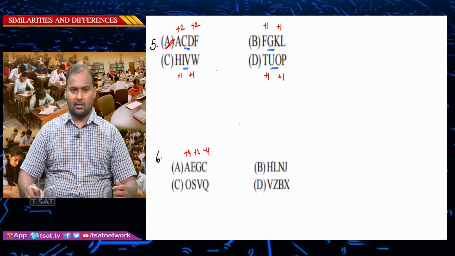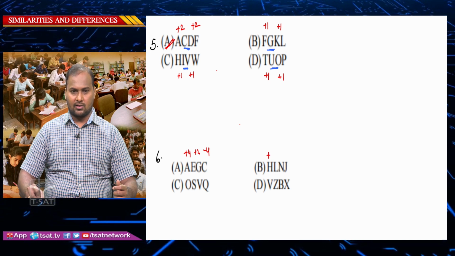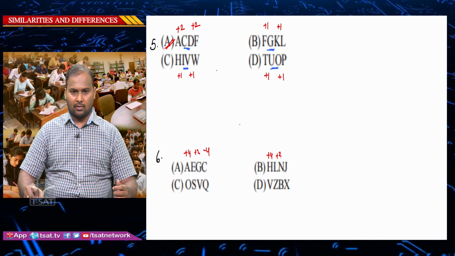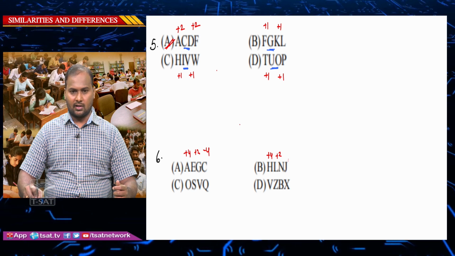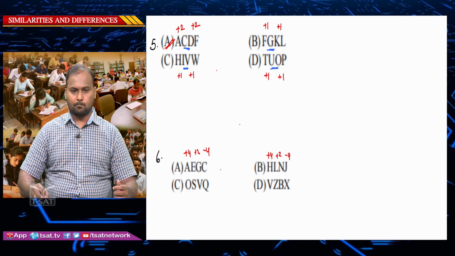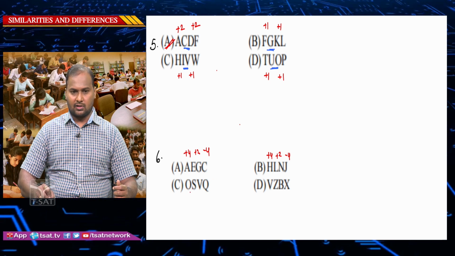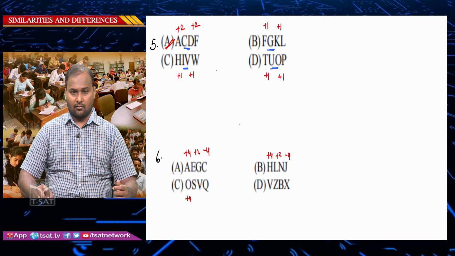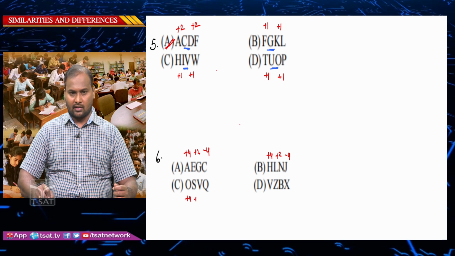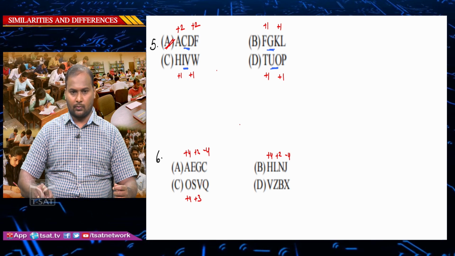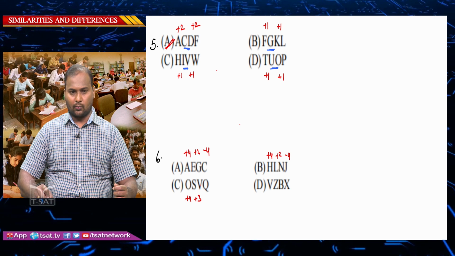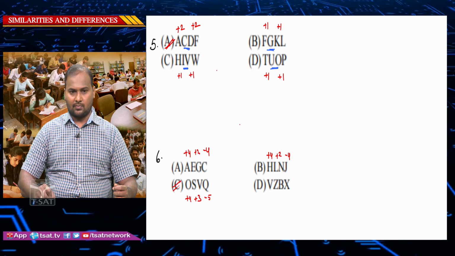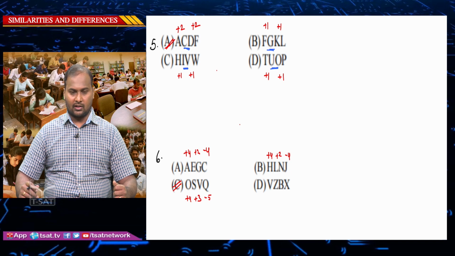For example, H to L. H is 8, L is 12, so the change is plus 4. In the same way, L 12, N 14, so it also increased by plus 2. N is 14, J is 10, so it is decreased by minus 4. Come to option C. O is 15, S is 19, so increased by plus 4. S is 19, V is 22, so it is increasing by plus 3, because 19 plus 3 is 22. And again V to Q, V is 22, Q is 17, so it is decreased by minus 5. So obviously option C is the answer, because it is not following this particular pattern.